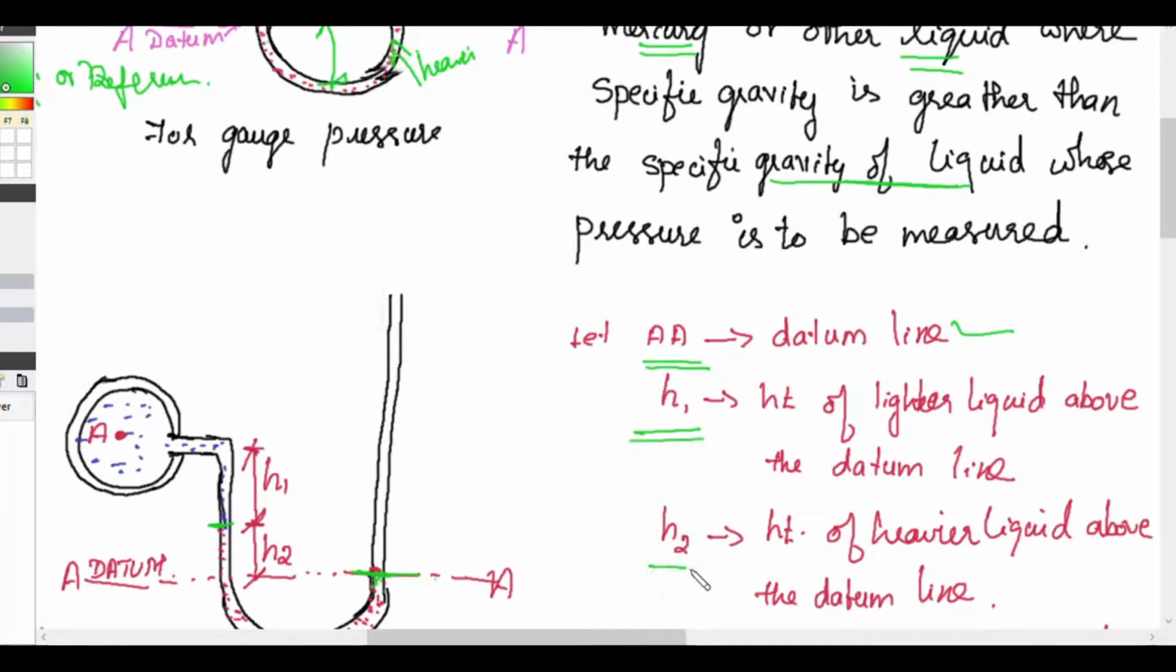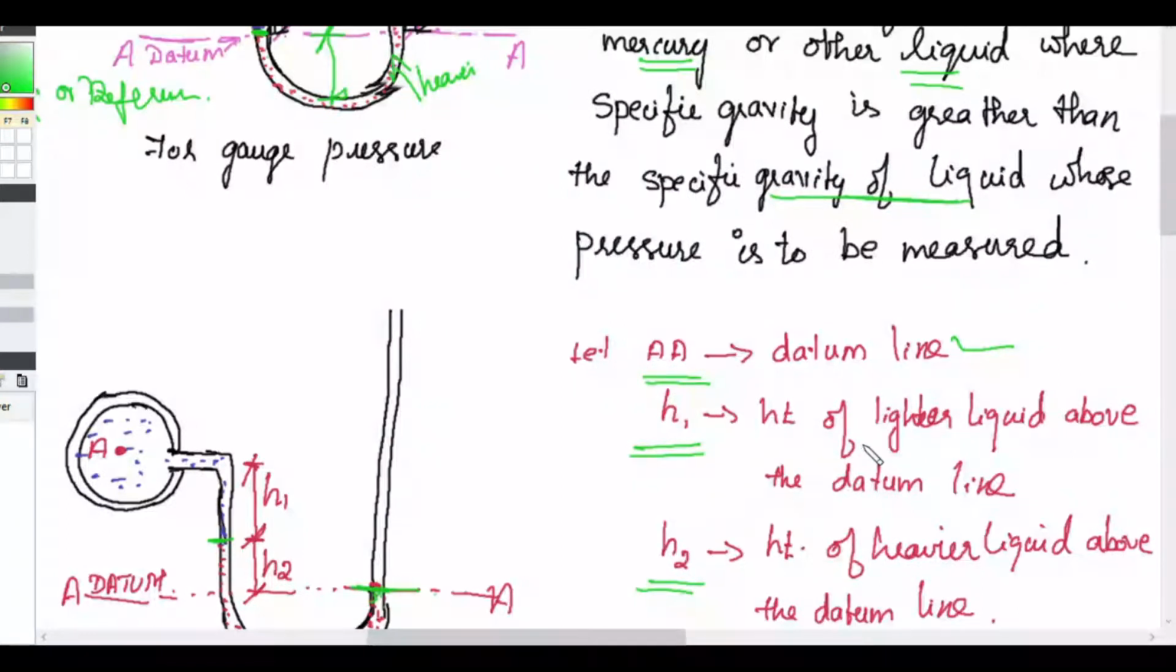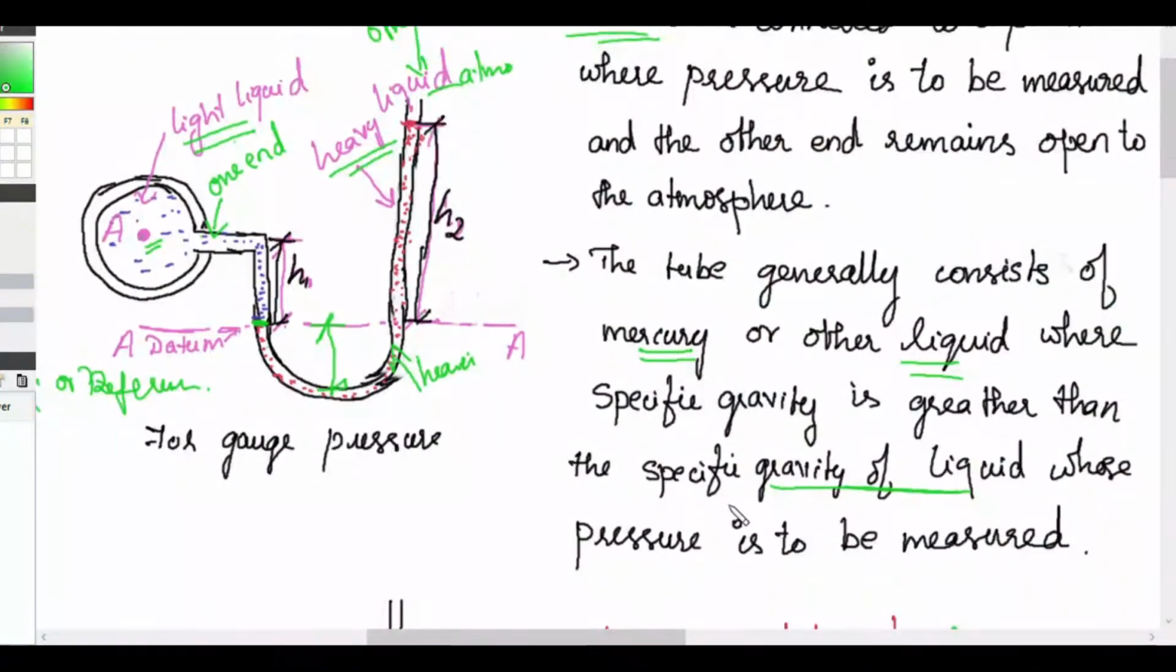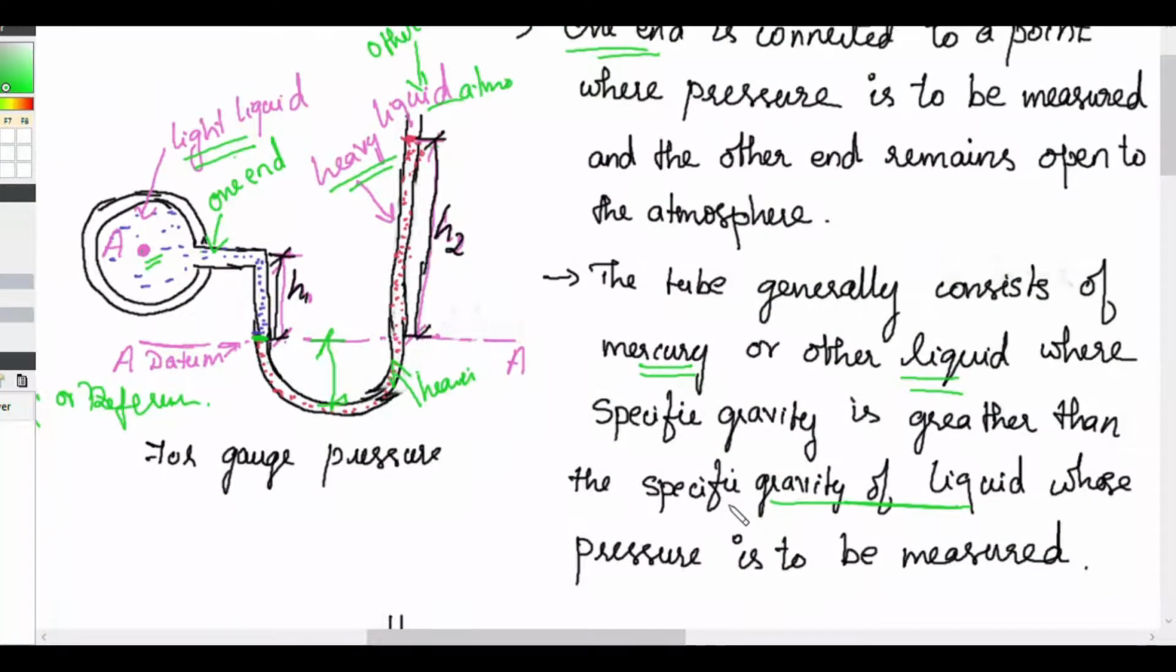Now, what is H1 and H2? So, H1 is the height of the lighter liquid above the datum line, and H2 is the height of the heavier liquid above the datum line. See, this H1 and H2 are heads, so height or heads. H1 is taken above the datum line for the lighter liquid and H2 is taken above the datum line for the heavier liquid. The lighter liquid is where you have to find the pressure.